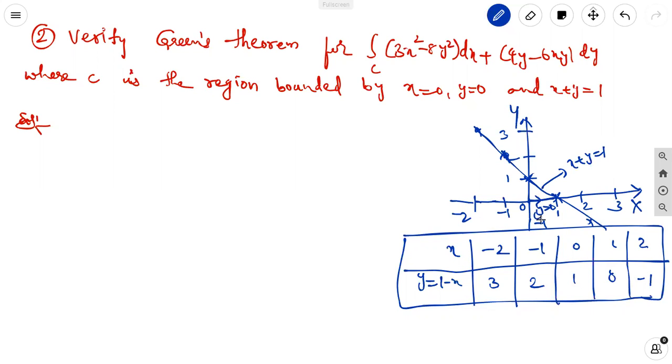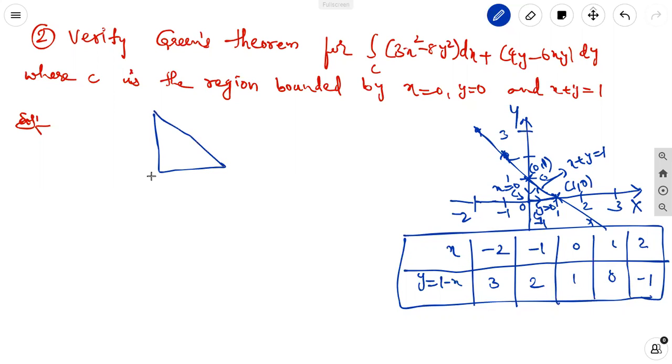This is C1. This is C2. x plus y equal to 0, and it is C3. For C3, the x coordinate is equal to 0. Here the limits are 1 comma 0 and 0 comma 1. We get the triangle.